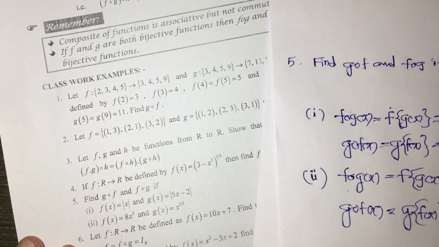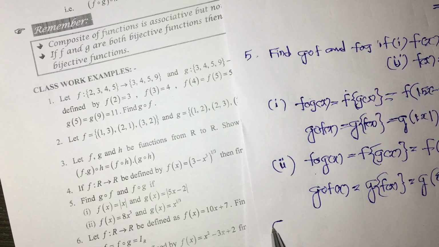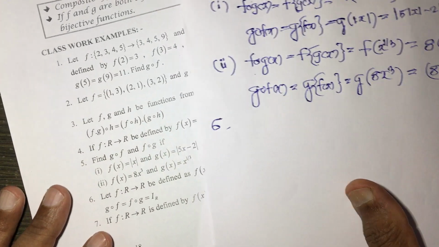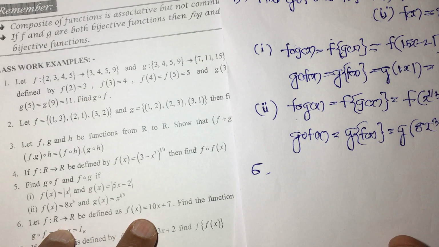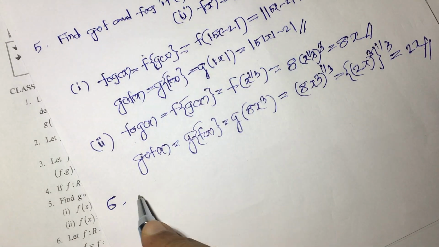After that, the next example, the sixth one: f is a function from R to R defined by f of x equal to 10x plus 7.